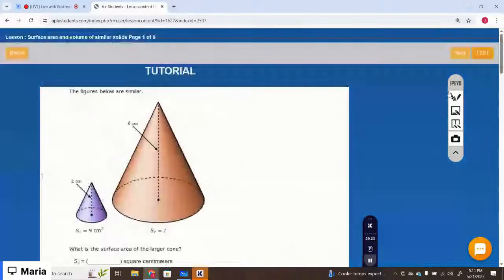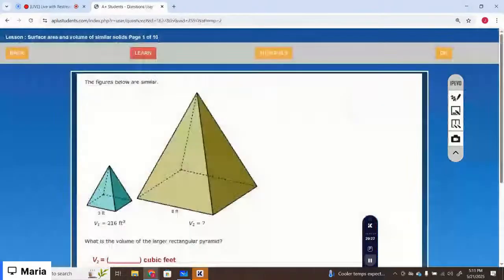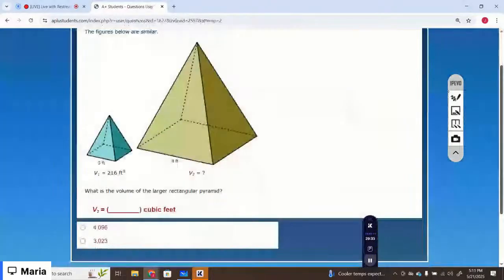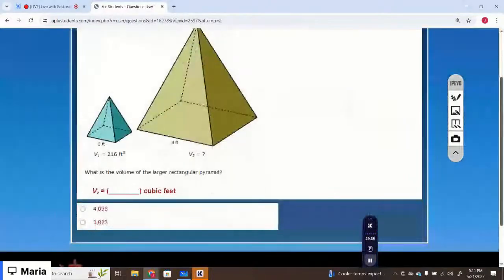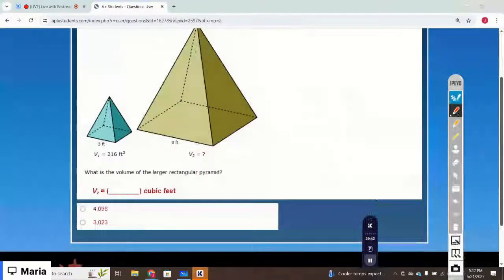Let's just start with the test questions. The figures below are similar. Find the volume of the larger pyramid, right? Larger rectangular pyramid. We need to calculate the volume, right?